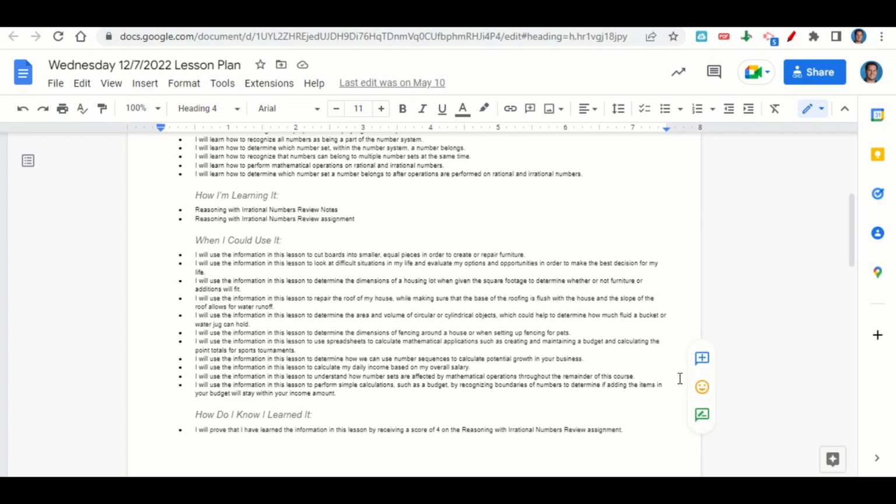as creating and maintaining a budget and calculating the point totals of sports tournaments, to determine how we can use number sequences to calculate potential growth in your business, to calculate your daily income based on your overall salary, to understand how number sets are affected by mathematical operations throughout the remainder of this course, and to perform simple calculations such as a budget by recognizing boundaries of numbers to determine if the items in your budget will stay within your income amount. How do you know you learned it?